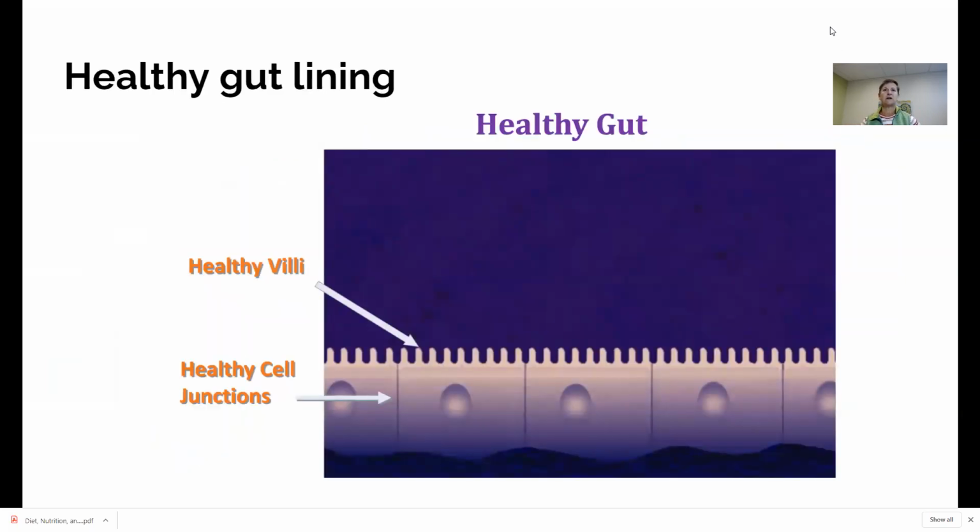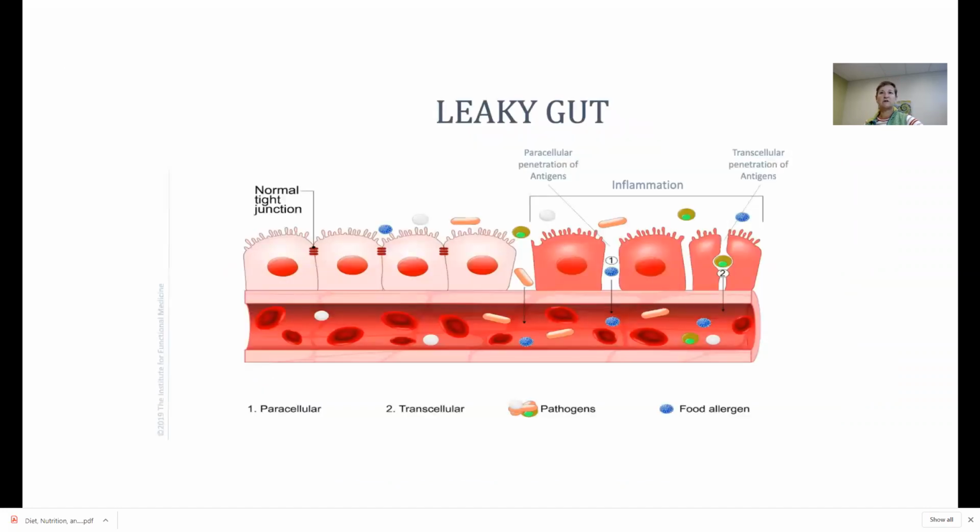So when you look at a healthy gut lining, there are these little healthy villi and healthy cell junctions. Clearly it doesn't look just like that, but this would be a schematic representation. When we look at something like leaky gut, what's happening? Here we have our gut. Here we have some of our cells. These are normal, healthy little tight junctions. This is the way it should look.